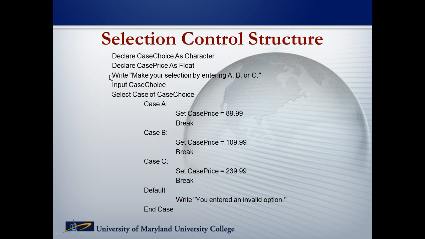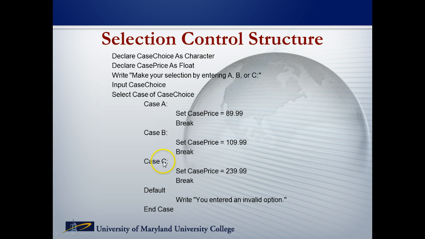And then we're going to give instruction to the user saying make your selection by entering A, B, or C. And you'll notice again this variable for case choice is a character, so it is only going to hold one character. So the user will enter A, B, or C, and if it's A, then it's going to set the float variable of case price to 89.99, and it's going to break out of the case statement. Likewise, if the value in case choice is B, it's going to set the variable case price to 109.99, and it's going to break out of the case statement.